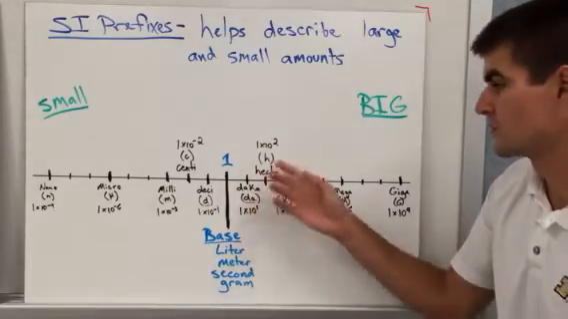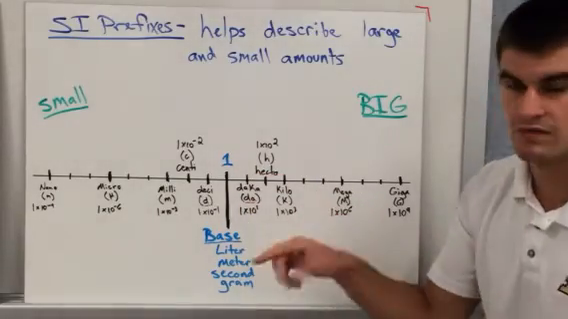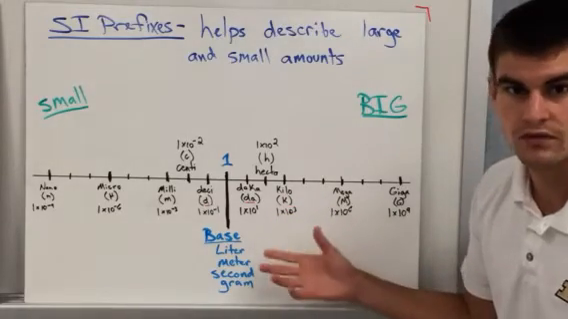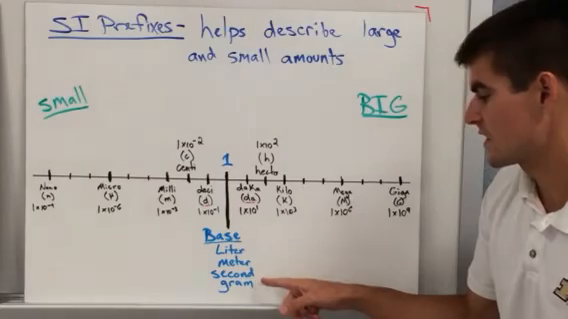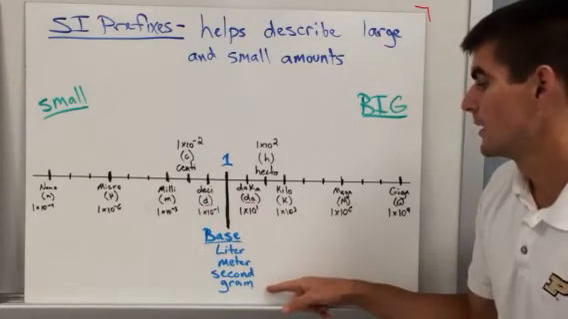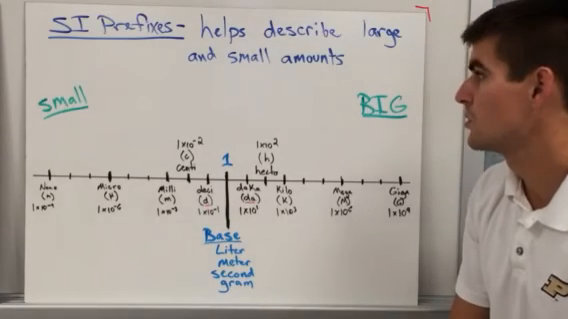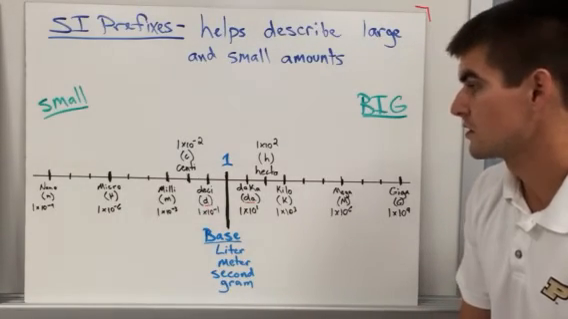Here, kind of what we'll call the base, not to be confused with base units, but here this is just if I had 1 liter or 1 meter or 1 second or 1 gram, and then put the prefixes to show how big or how small everything is.